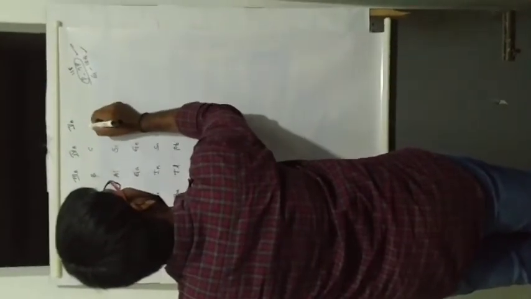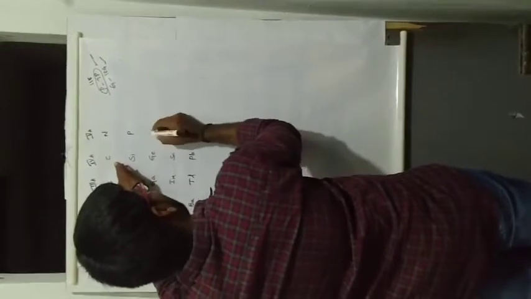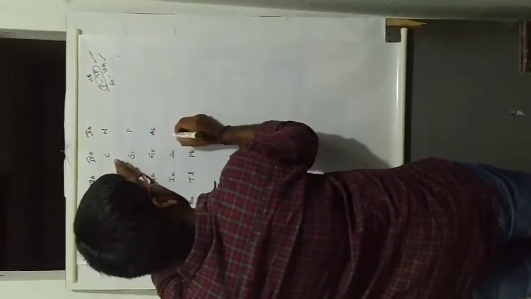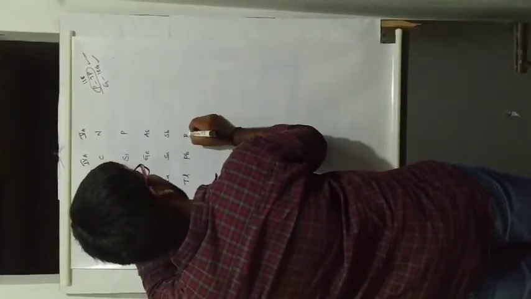So fifth A group, carbon after nitrogen. Nitrogen, phosphorus, arsenic, strontium, bismuth.